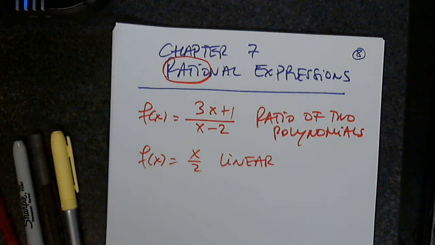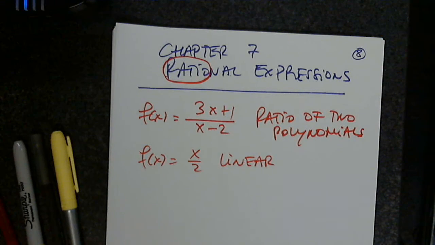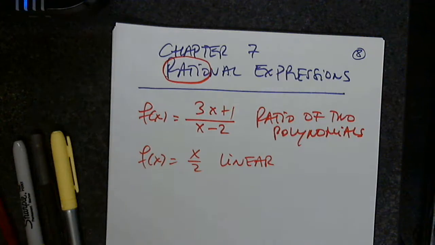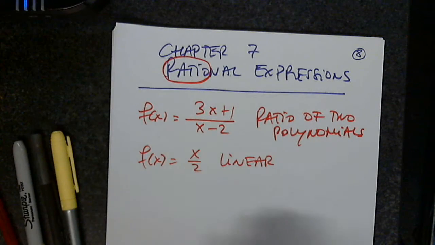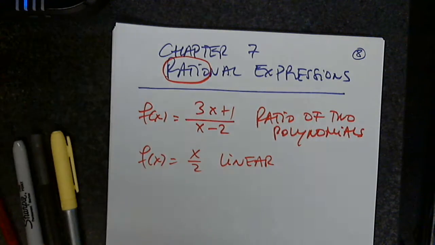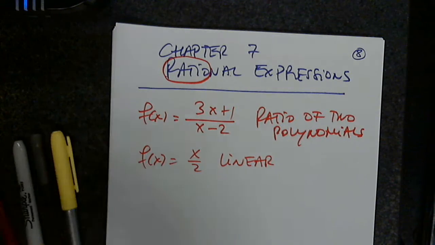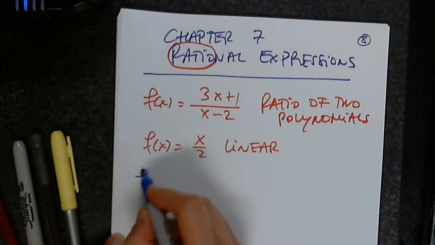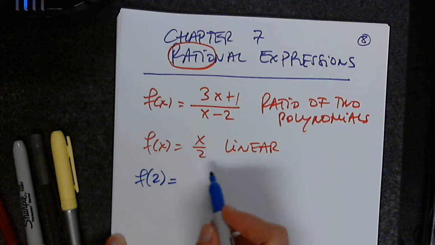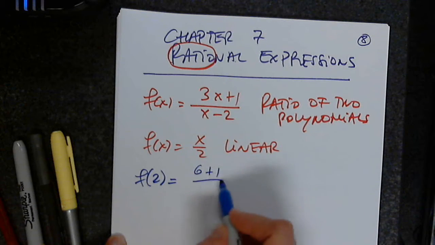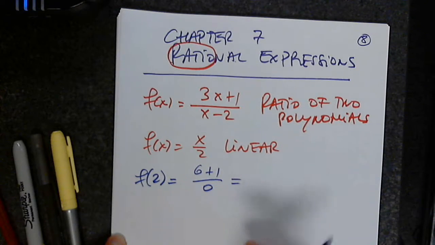Now, a few things I would like to remind you here. What happens to a rational expression when the denominator is 0? So for example, if I have this function and I'm asking you to evaluate it at 2, you will say 6 plus 1 divided by 0. So what is the answer?